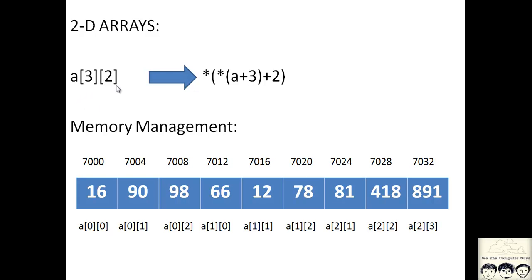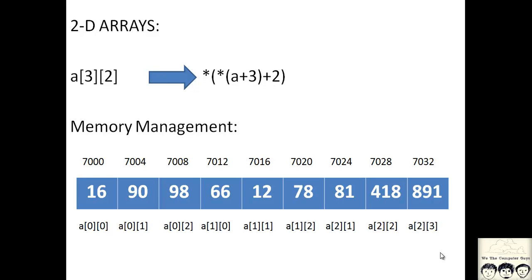I want to access the element A of 3, 2. Its corresponding pointer notation would be star of A plus 3 plus 2 the whole star. You can imagine this as a 2D matrix, where A plus 3 would move the pointer to the fourth row, and plus 2 would move the pointer to the corresponding third column. So in short, you are moving to the fourth row and the third column.